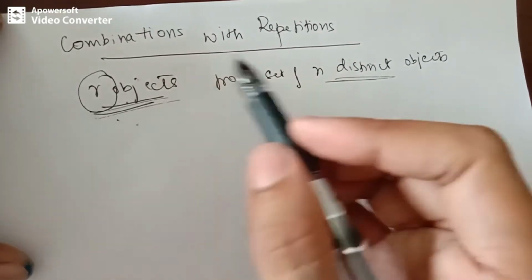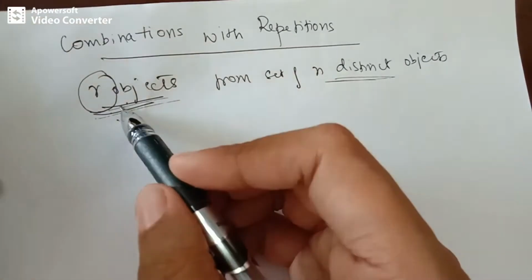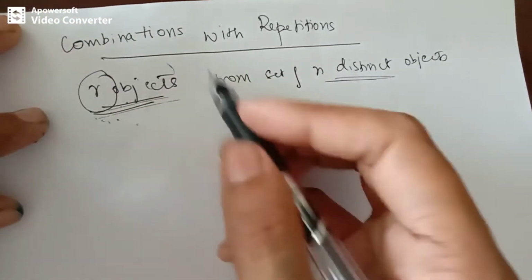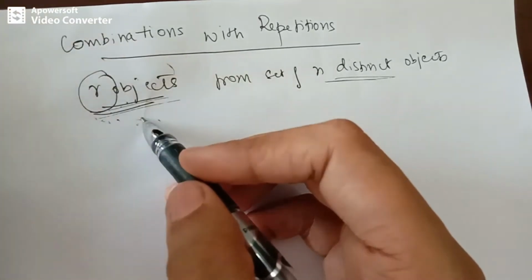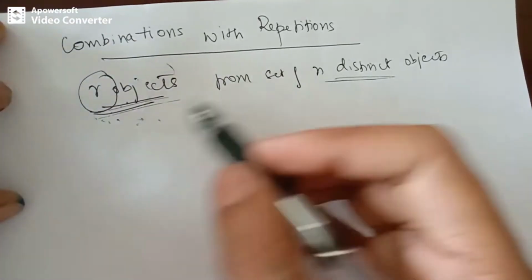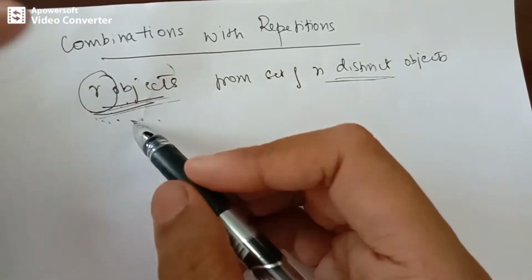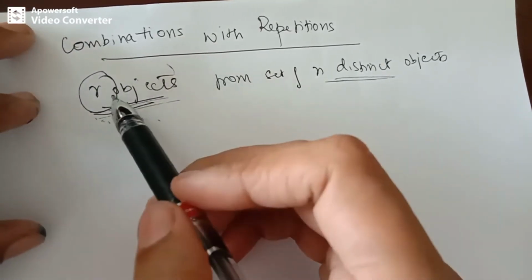So I may choose the same objects next time also. So it is called with repetitions. Choosing of R objects in the first trial and in the second trial, I may choose the same R object in the next trial too. So this deals with combinations with repetition.